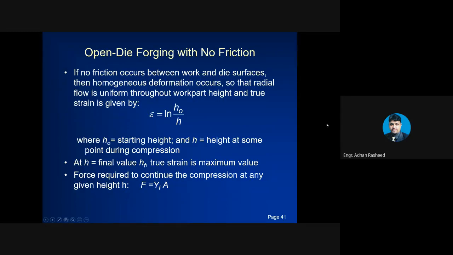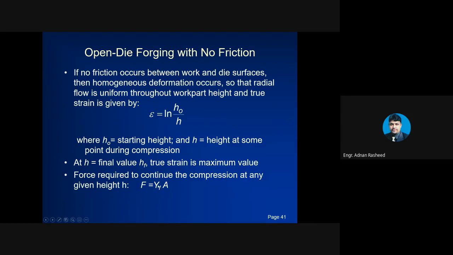If no friction occurs between the work and die surface, then homogeneous deformation occurs so that radial flow is uniform throughout the work part. The true strain is given by the natural logarithm of the original height over the height, where h naught is the starting height and h is the height at some point during compression. At h equal to the final value hf, strain is at its maximum value, and the force required to continue the compression at any given height is given by F is equal to Yf times A.